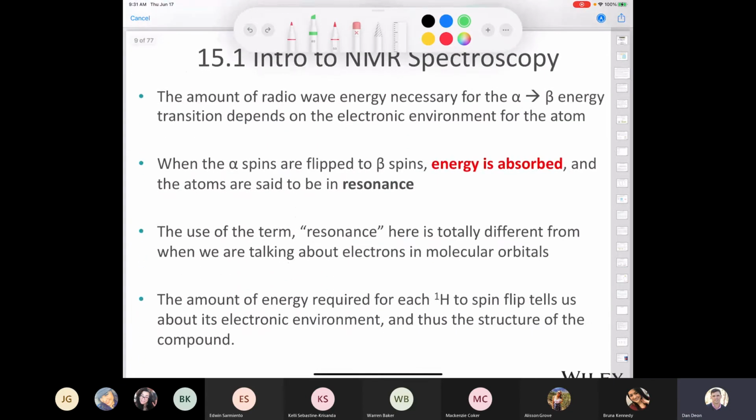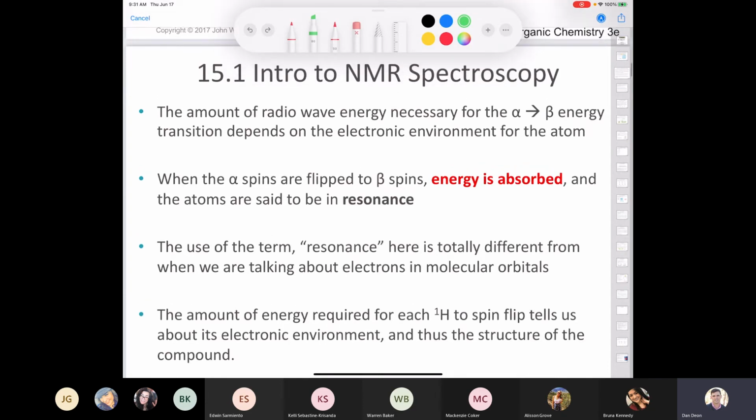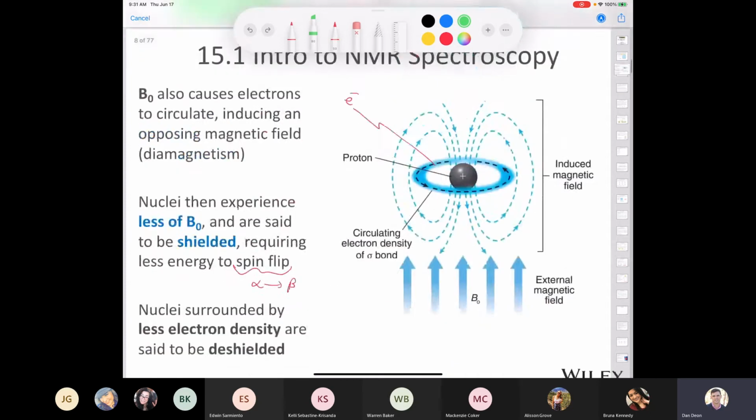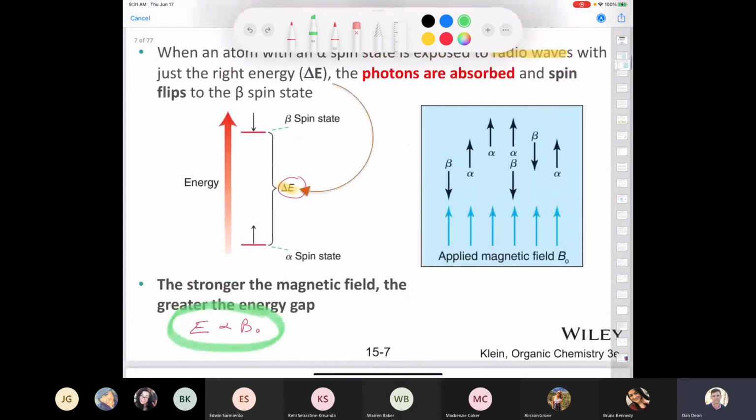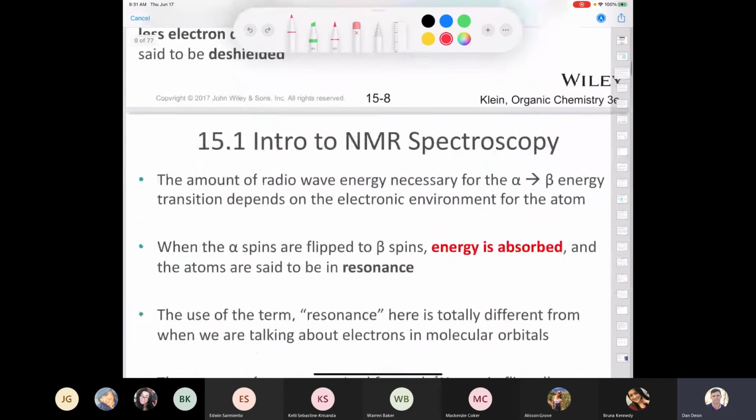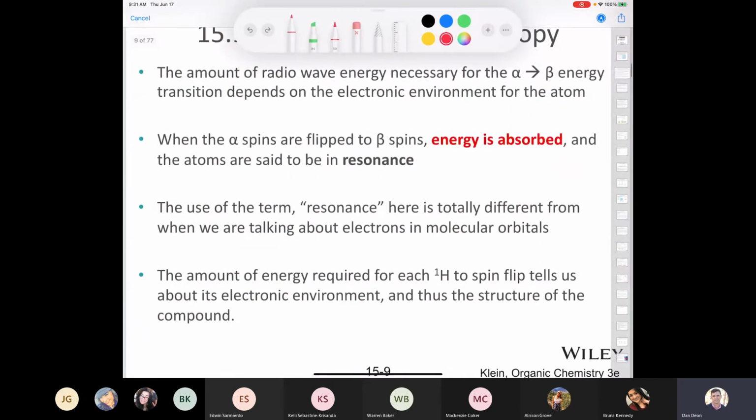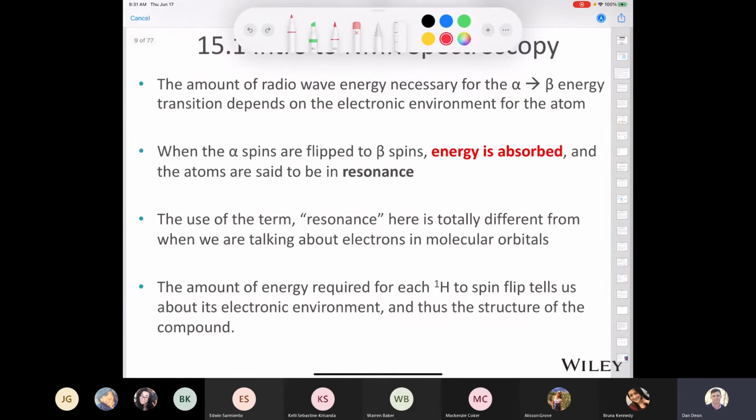So again, when the alpha spins are flipped to beta spins, energy gets absorbed, and that's the term resonance. That's what resonance is. So if we go back here again, when you go from the alpha to the beta spin state, that's when we say the nucleus is in resonance. Okay, it's got nothing to do with resonance that we looked at way back in chapter 2. It has nothing to do with that at all. Okay, now we're talking about electrons that are in molecular orbitals.